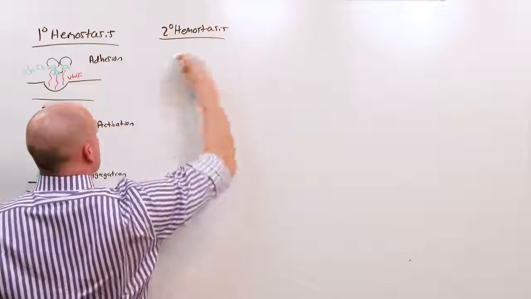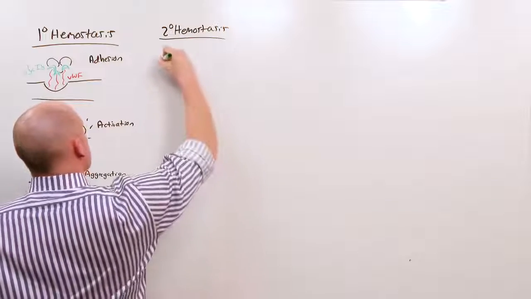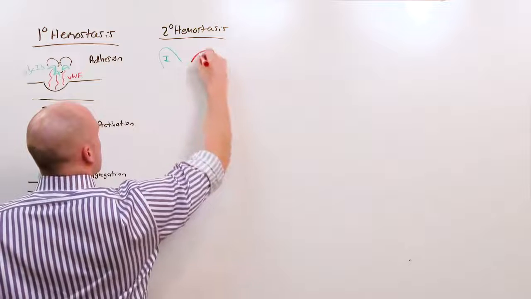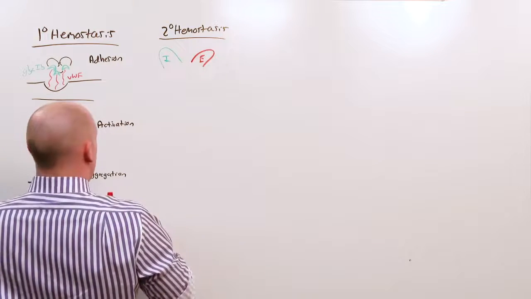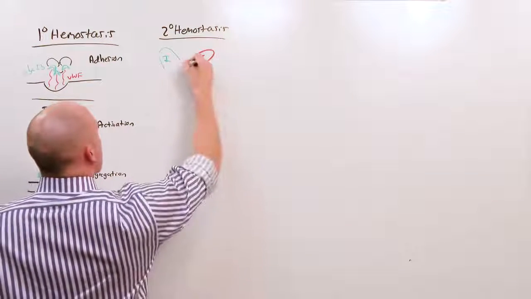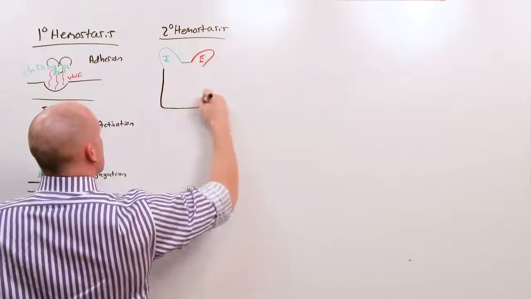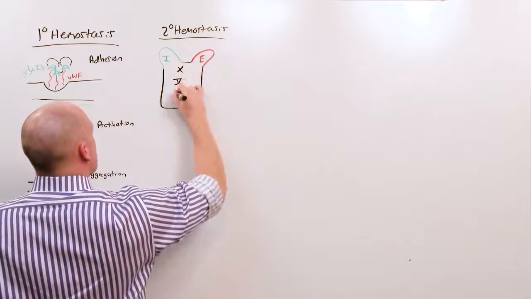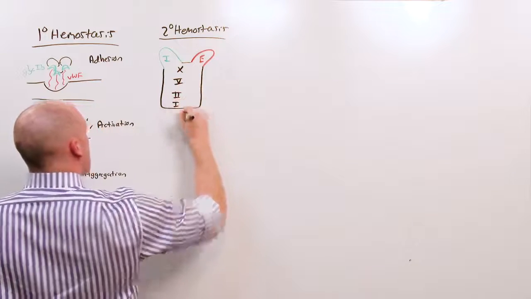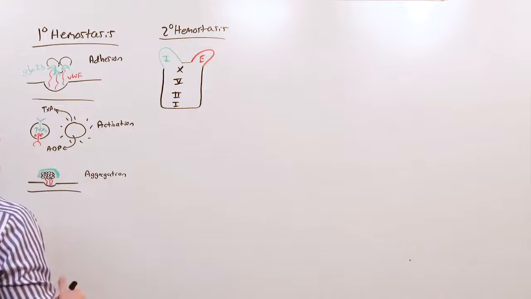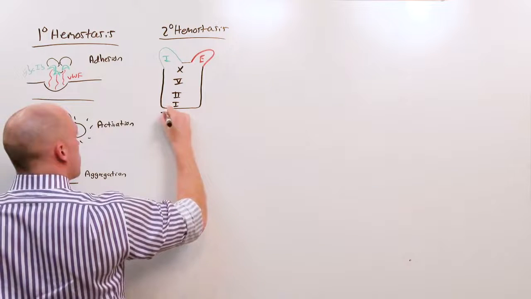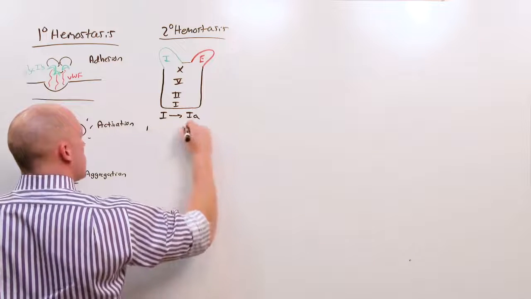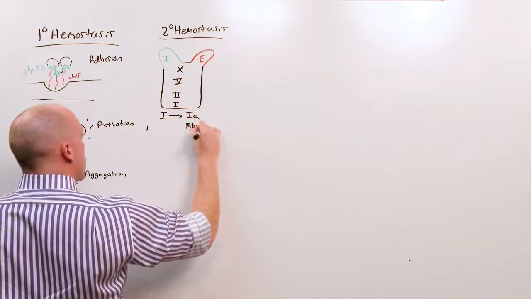Secondary hemostasis is about the factors. There's an intrinsic pathway, there's an extrinsic pathway, and in the common pathway, 10, 5, 2, and 1, in that order, get activated. 1 goes to 1A. This is better known as fibrinogen, and the activated form, fibrin.